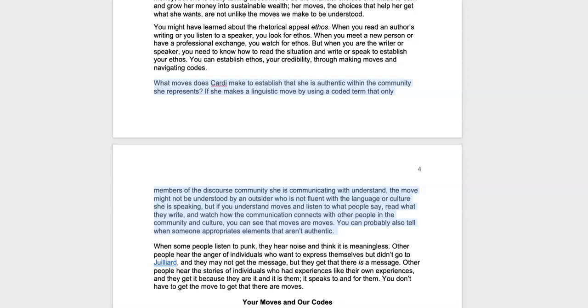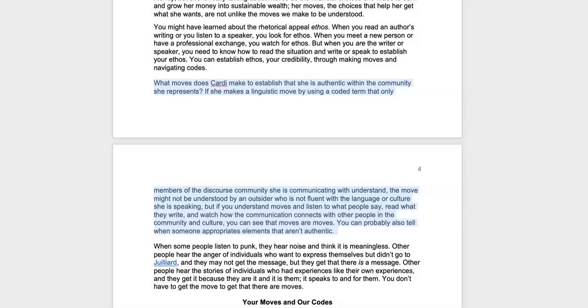If she makes a linguistic move by using a coded term that only members of the discourse community she is communicating with understand, the move might not be understood by an outsider who is not fluent with the language or culture she is speaking. But if you understand moves and listen to what people say, read what they write, and watch how the communication connects with other people in the community and culture, you can see that moves are moves.